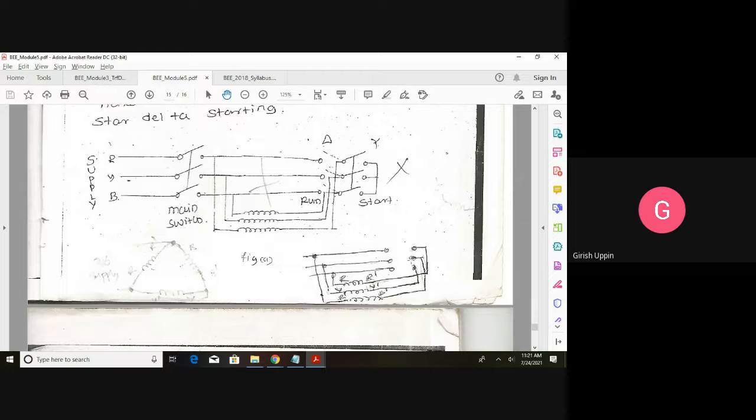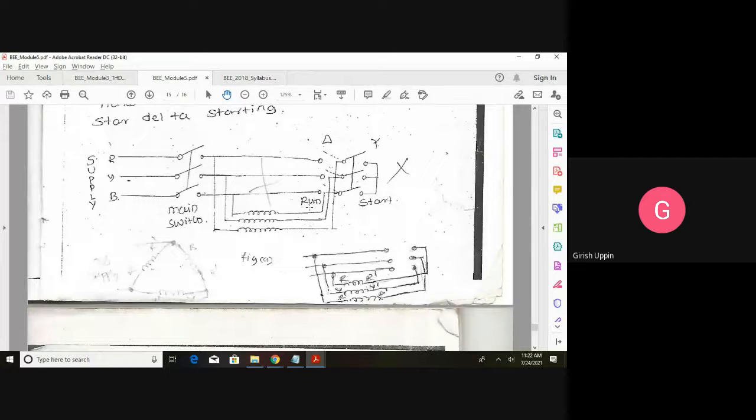As you already know, when we put it in star, the voltage applied to each phase would be VL divided by root 3. That is the phase voltage. So initially we will give the winding a voltage of VL by root 3. Once the motor starts running to full speed, we put it onto the run side. Initially it will be in star connection, because the voltage is reduced by VL by root 3.